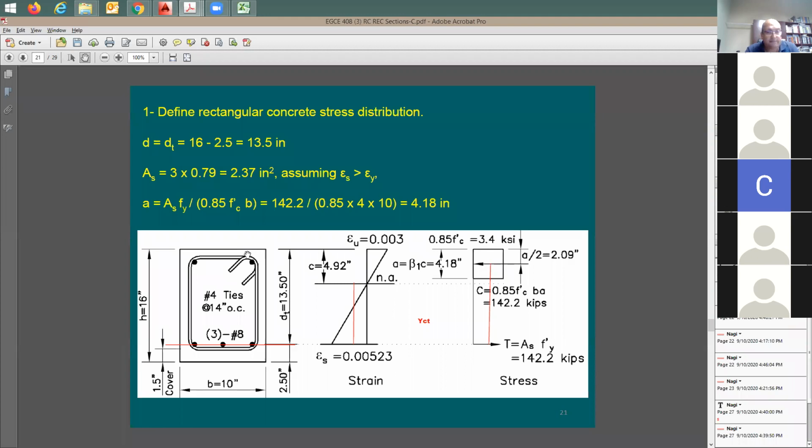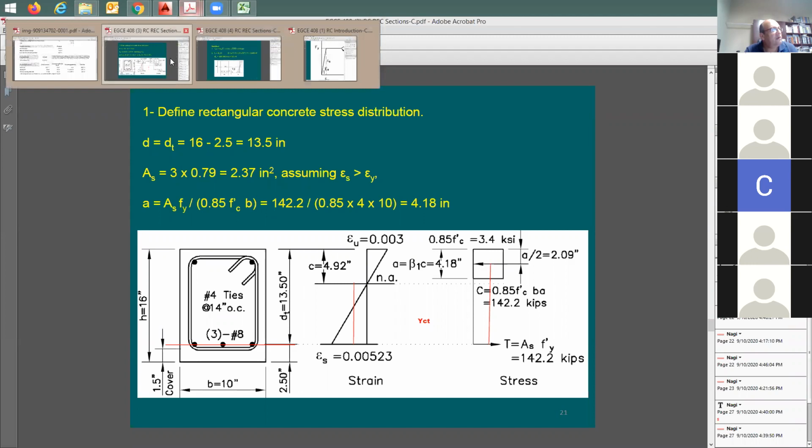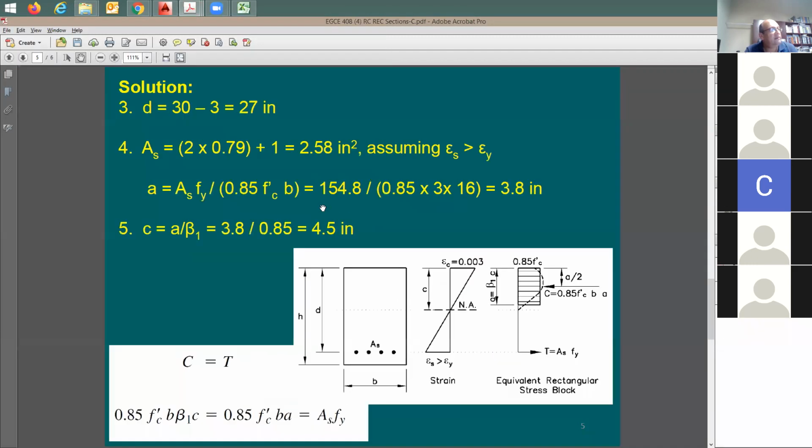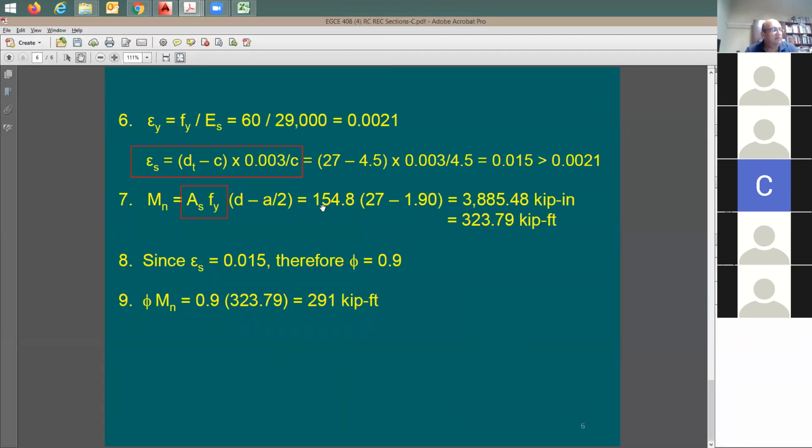I had a question. Yes. In your assumption, how did you confirm that was a correct assumption? Which one? This example or the previous one? For this example. This one? Yeah. The assumption of the strain in the steel to be above the yield point? Yes. Well, it's right here. I found out the strain in the steel. It is 0.015. And the yield strain is going to be 0.0021. Now, which one is larger? Yes. My assumption is correct.